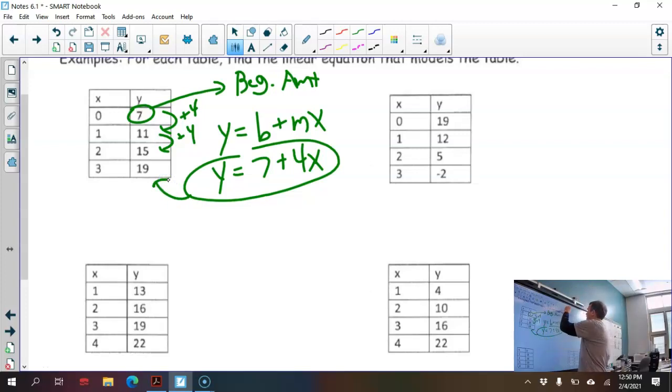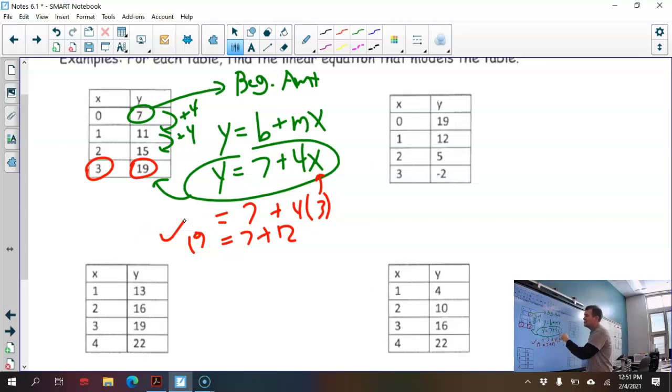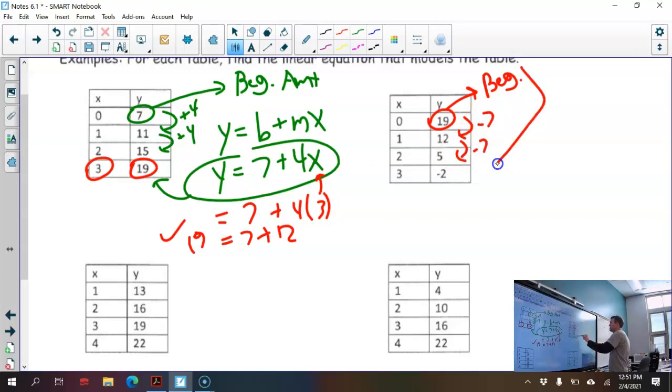I could check it. If I take the number 3 and put it in for x, do I get 19? Does 7 plus 4 times 3 equal 19? It does. This equation would generate that table. All right, how about the second one? What is the equation? Of course, here's the beginning amount, the y value when x is 0. And this one is actually going down 7 each time. So what would my equation be? Y equals the beginning amount, and this time it would be minus 7x, because it's going down 7. This one is decreasing instead of increasing.